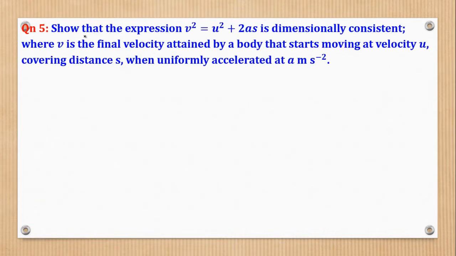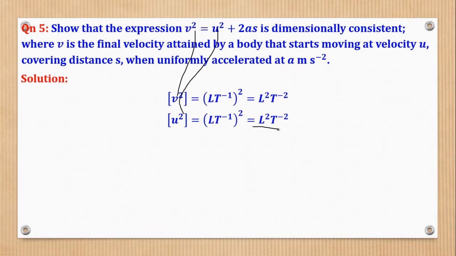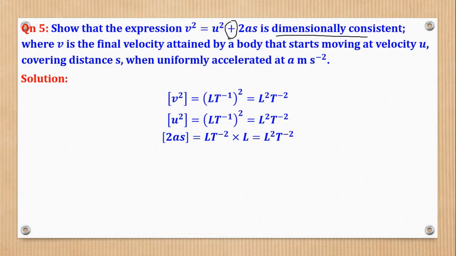Then question 5 says, show that the expression this is dimensionally consistent, where v is the final velocity attained by a body that starts moving with a velocity u, covering a distance of s, when uniformly accelerated at a meters per second. So yeah, the dimension of v squared will be that, then u squared will be that, and 2as will be that. So they are all the same, meaning it is dimensionally consistent. So that is how they deal with showing that an equation is dimensionally consistent when there is a plus or a minus.